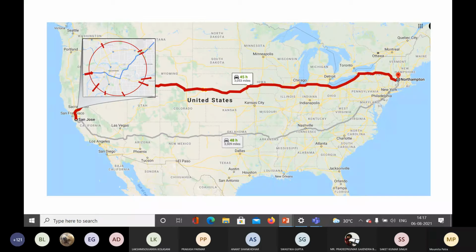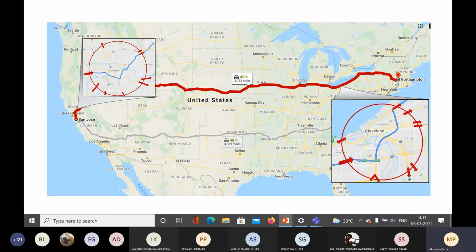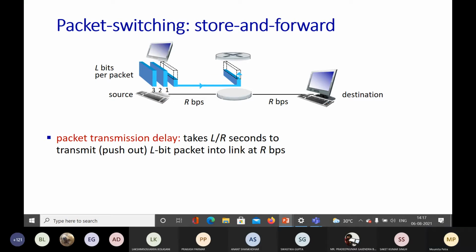The same example is given here too. Now let's get to the next part, which is what we had started with, that is packet switching. Now we will get into the details of what packet switching is. The main thing in packet switching is you are sending data in the form of chunks known as packets, and these packets are transferred over the medium from the source to the destination.